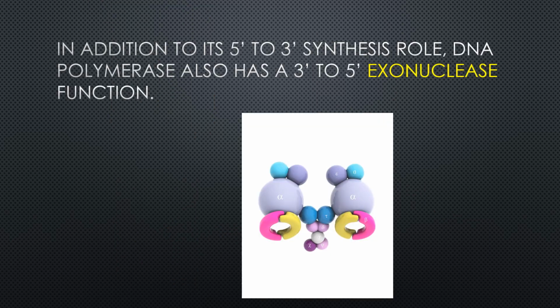In addition to DNA polymerase's function to synthesize DNA in the 5' to 3' direction, it also has a function called the exonuclease function, and that works in the 3' to 5' direction. That's part of its proofreading ability: as it looks in the 3' to 5' direction, if there is a nucleotide in there that should not be, it can be taken out using this exonuclease function.